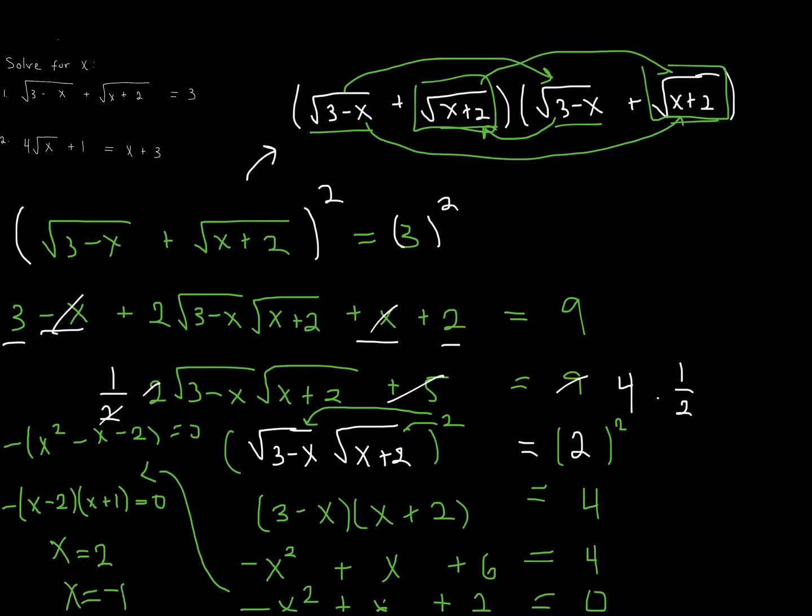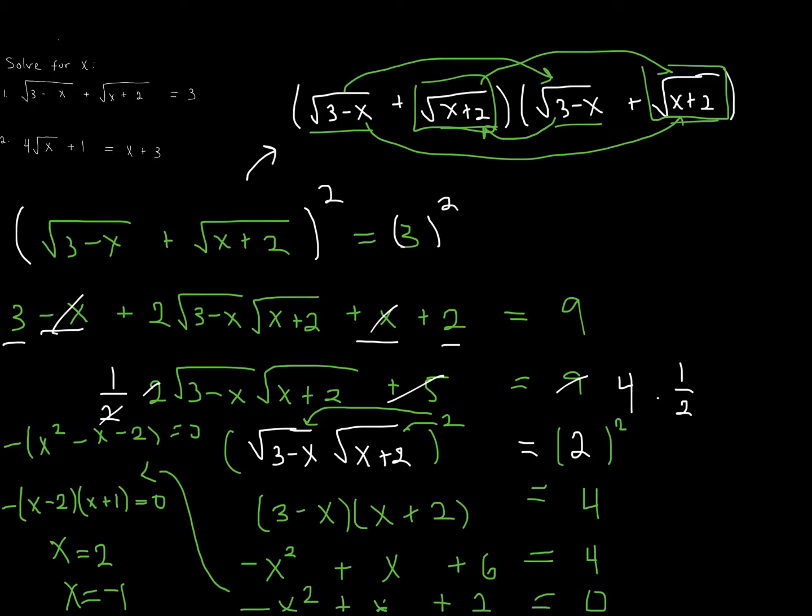And I can go back to my original equation up here, and I can plug in 2. So square root of 3 minus 2 is 1. Square root of 1 is 1. And then I have 2 plus 2. Square root of 2 plus 2 is square root of 4, which is 2. And I have 1 plus 2, which is 3.